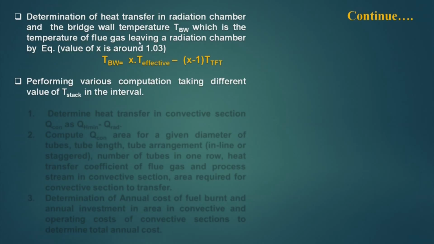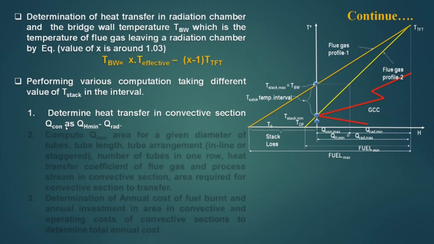Now, determine the heat transfer in the radiation chamber and the bridge wall temperature T_BW, which is the temperature of the flue gas leaving the radiation chamber, and the equation is this. I had already explained this equation where the x value is around 1.03, and then perform various computations taking different values of T_stack.